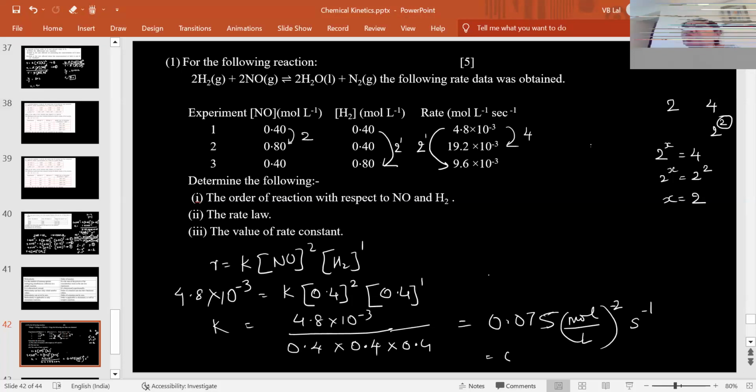Or you can write it as 0.075 liter square mole minus 2 and second minus 1.